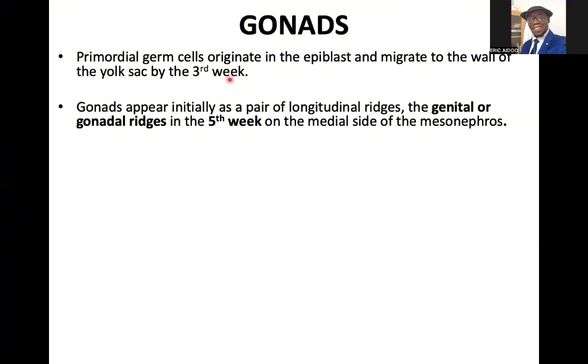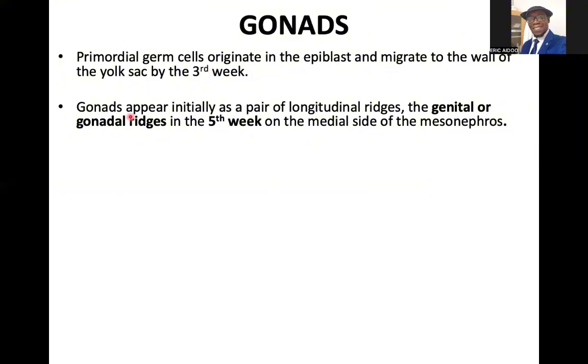So primordial germ cells originate in the epiblast, okay? And remember your week 2 has the epiblast and hypoblast. So before gastrulation, you have primordial germ cells migrating from the epiblast, and then they migrate through the yolk sac by the 3rd week, where gastrulation would have set in.